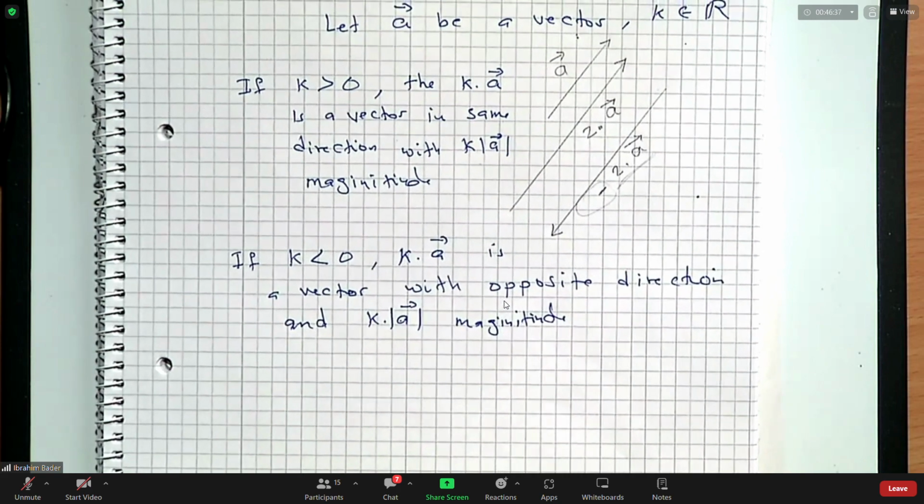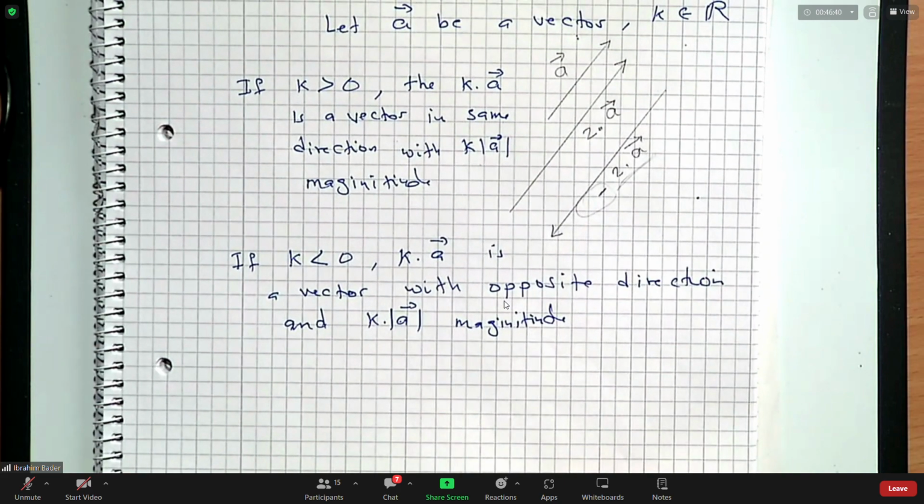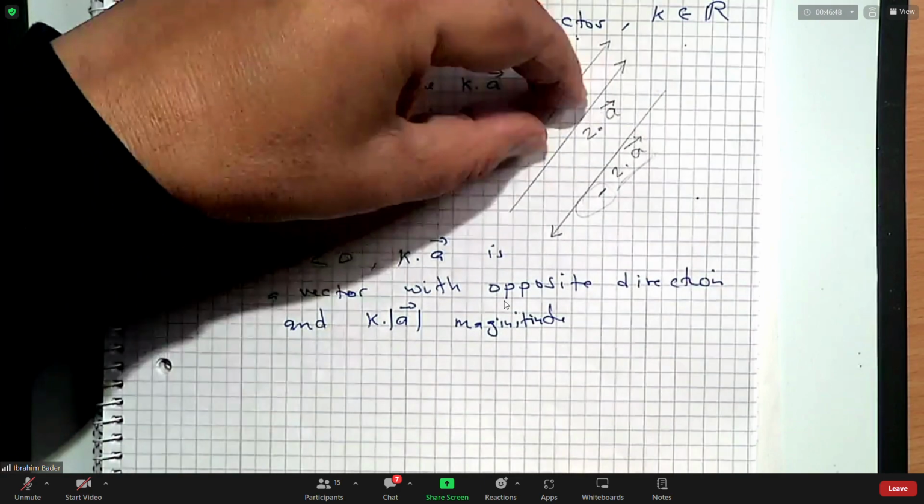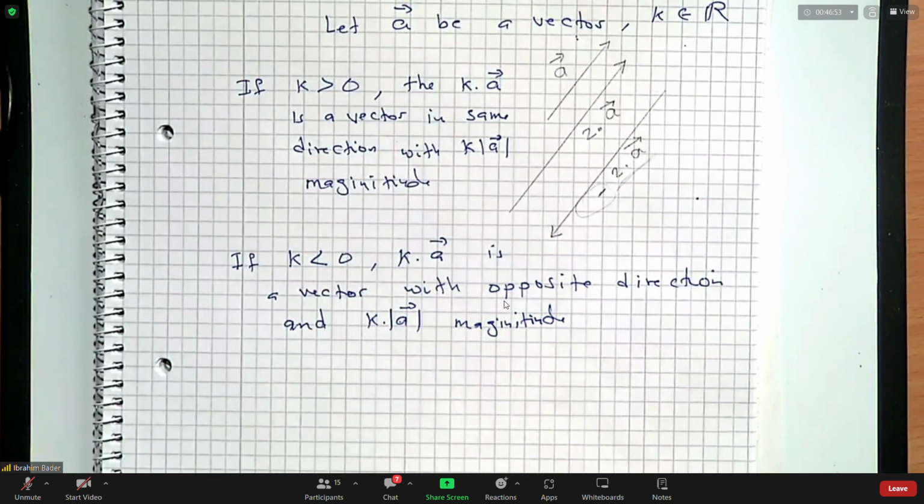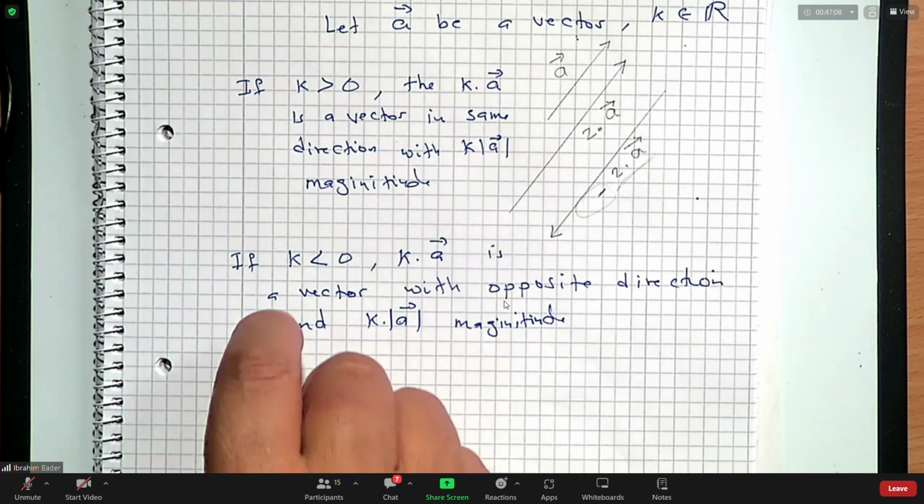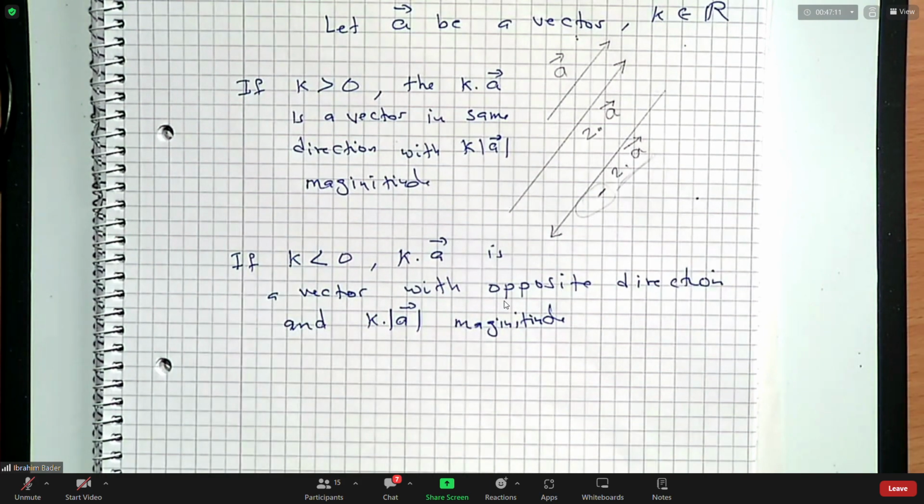Now here, as you see, in general, if you are multiplying with a number less than 1, it's shrinking the magnitude. If you are multiplying with a number greater than 1, you are just expanding. But the major difference is that whether you have a positive or negative constant here, it will affect the direction of the vector.